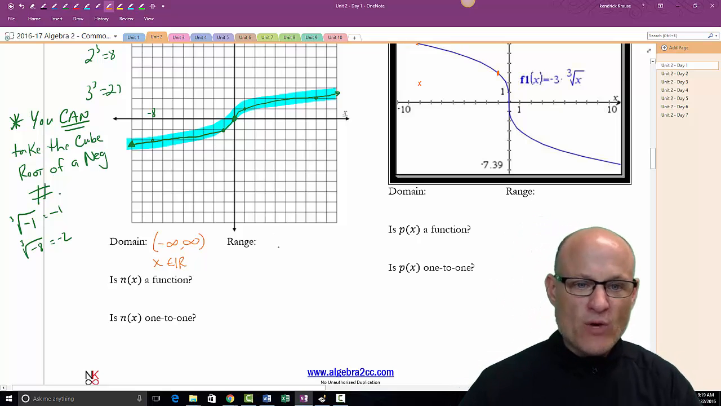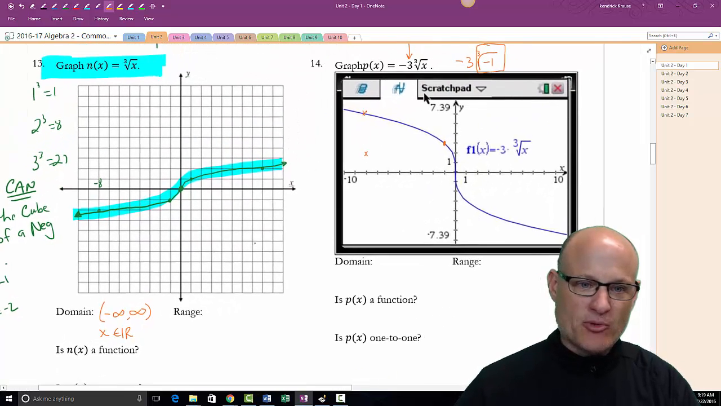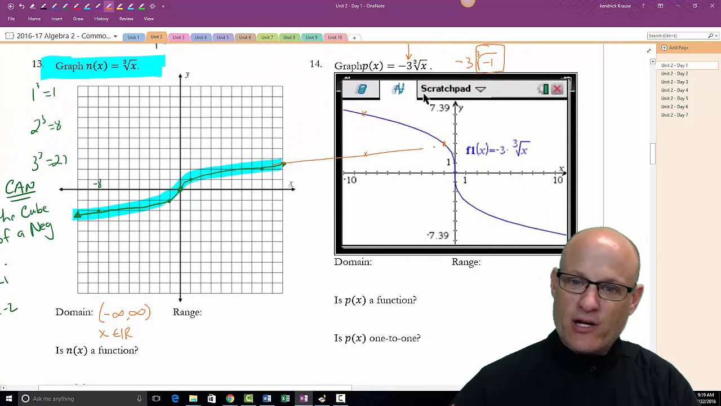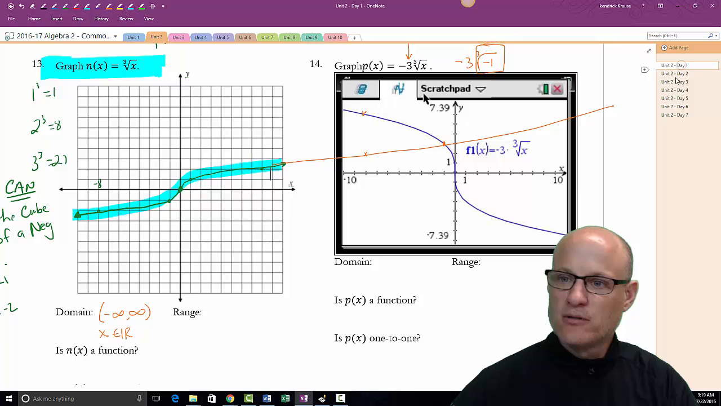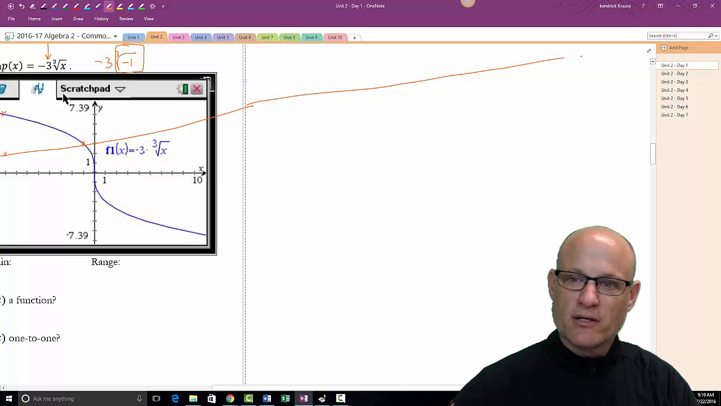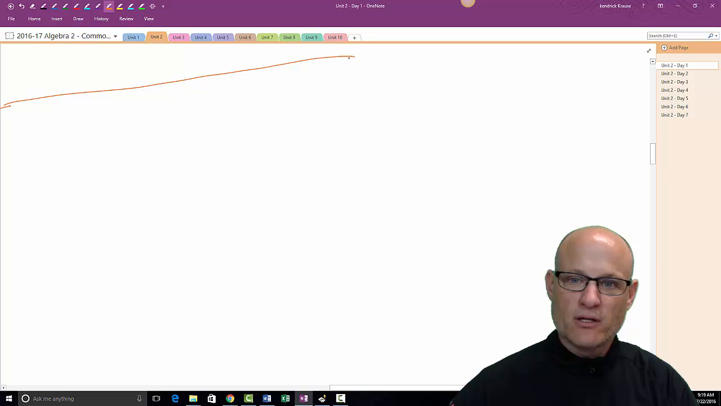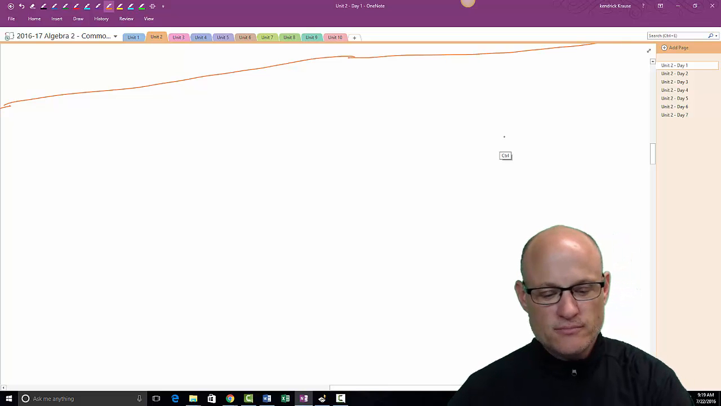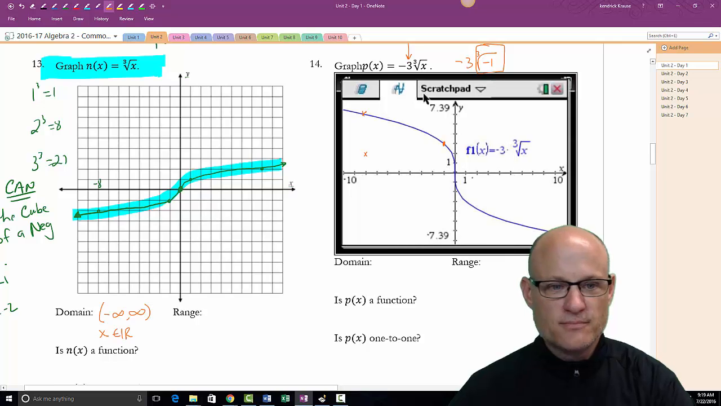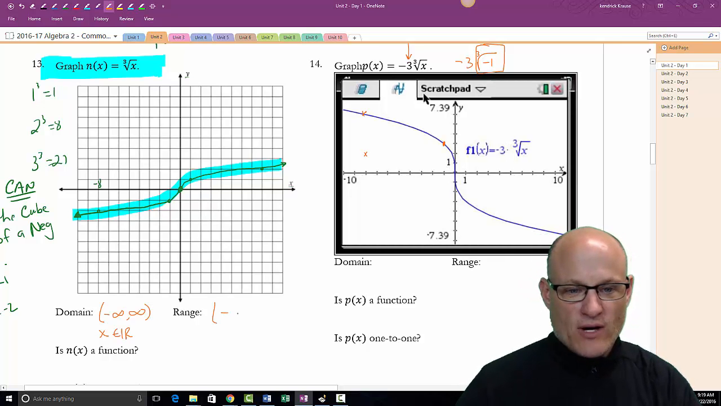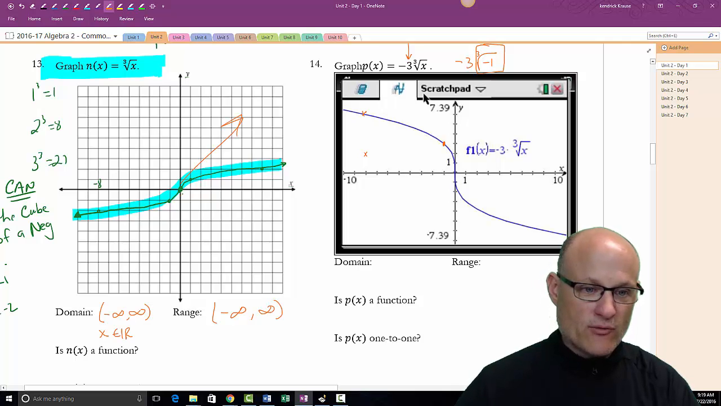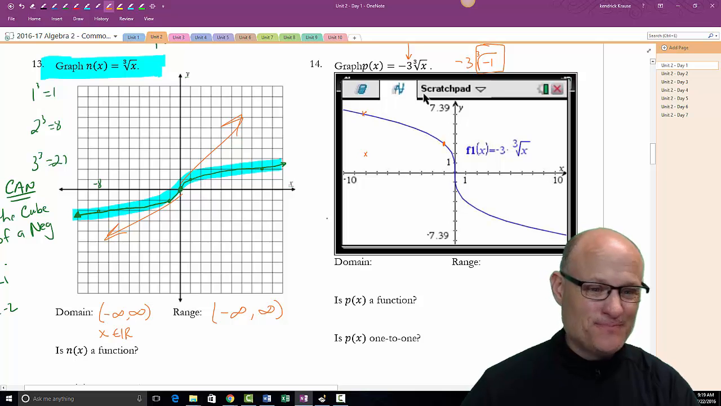Range. Well, you may not see it. Maybe I can help you with it. If we just extended this, going on forever and ever, and we keep going, it goes off forever and ever. The range is all reals. It will go forever to the left or up, and it will go forever down. It's going forever up, and it's going forever down. It's just doing it kind of slow.